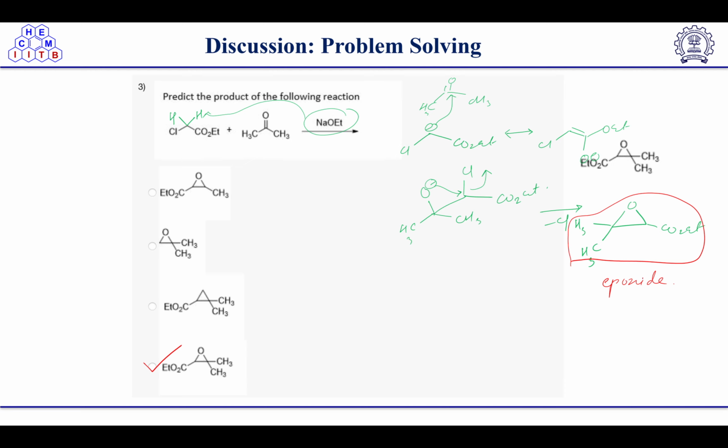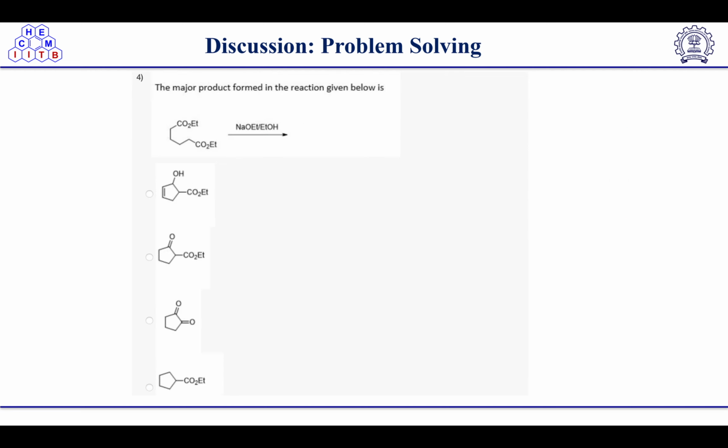Okay. Now next question. The major product formed in the reaction given below is. So here again you have to check the reaction condition. Here we have sodium ethoxide on the arrow, right? And 2 ester groups in the starting substrate. Okay, 2 ester groups. So we have discussed today the Claisen condensation reaction, in which both the reacting species are esters, right?